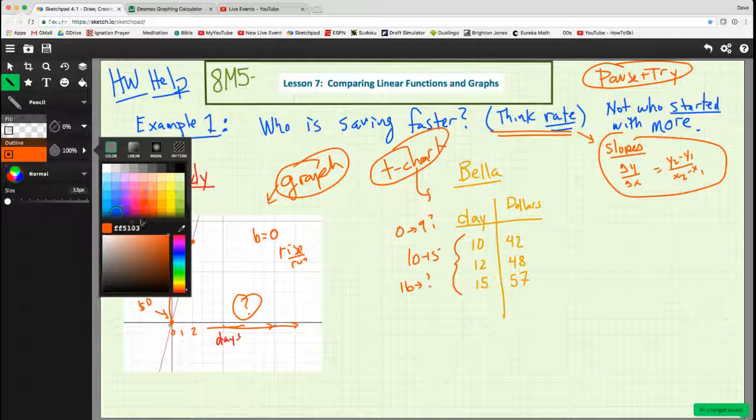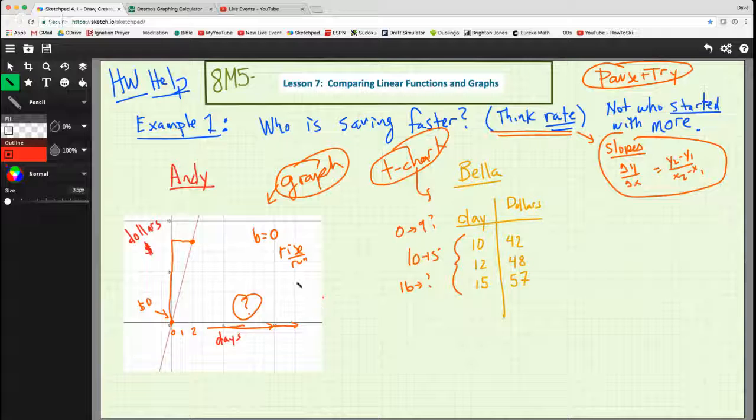Here, let's do all this in red. Okay, and so the rise over the run, the rise is $8, and the run is 2 days. So 8 over 2, that's 4. So it's 4, and then what are our units? Our units are our y over our x, so dollars per day. $4 per day. And that's our m.